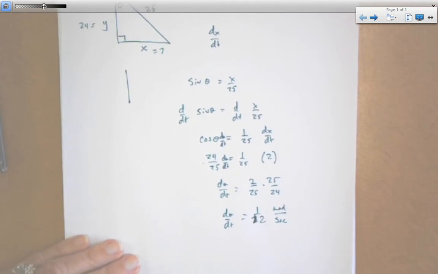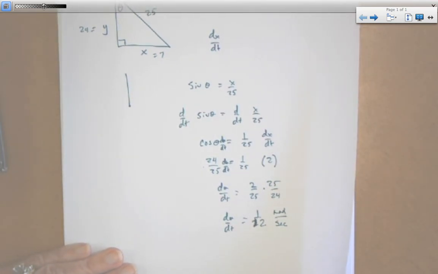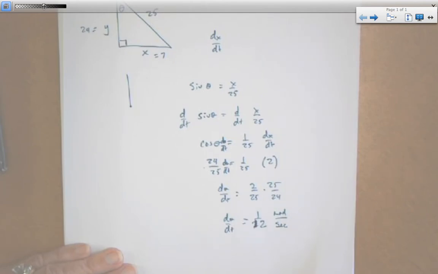A little bit of a challenging problem. We'll work on the moving shadow tomorrow during class and a few other things to help us study for our quiz.